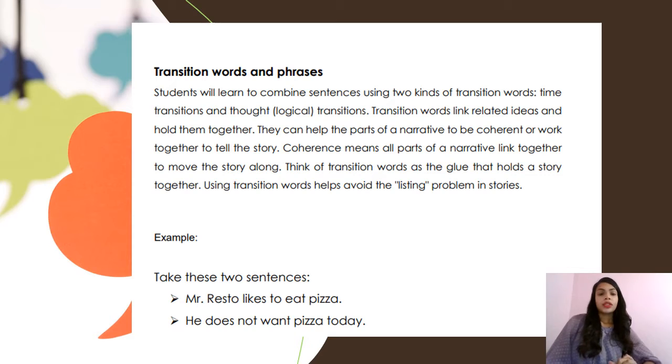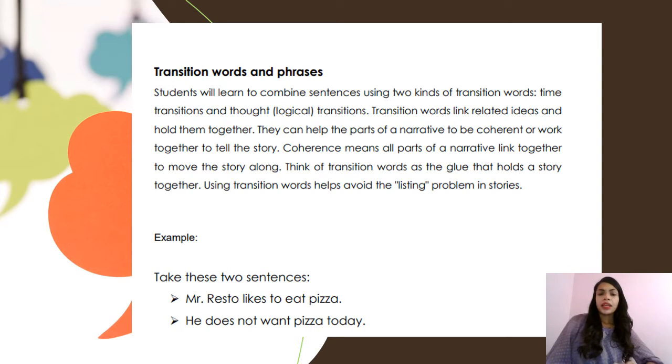Okay, so transition words and phrases. So students will learn to combine sentences using two kinds of transition words: time transitions and thought logical transitions. Transition words link related ideas and hold them together. They can help the parts of a narrative to be coherent or work together to tell the story.